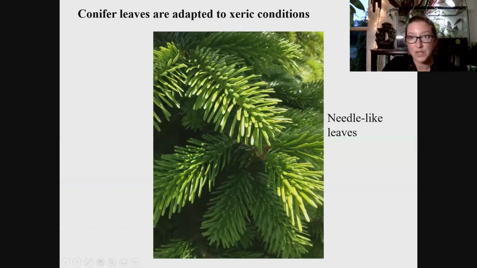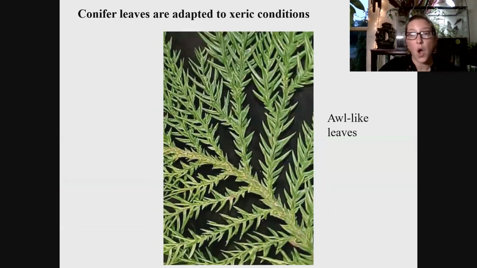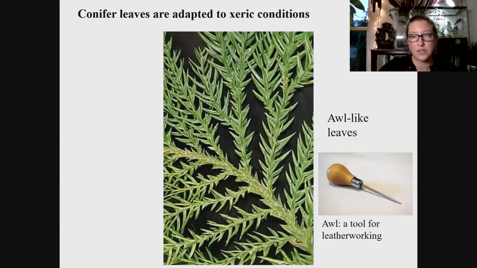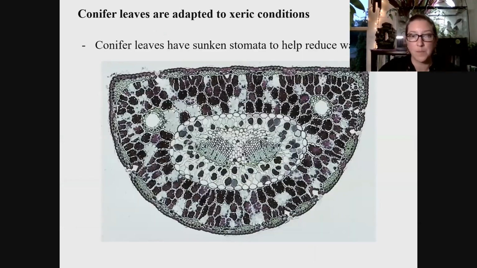So they're adapted to these environments, and the way they have adapted to that is by their leaf shape. So some conifers have these needle-like leaves, which don't have a lot of surface area, so it helps them deal with the cold. Scale-like leaves, awl-like leaves, which are named after this old leather working tool called an awl. Some of them have more laminar leaves, or like more like leaves we're used to, where they're flatter and greener and maybe a little broad. But part of the reason why conifers can live in these dry environments is because they have evolved sunken stomata, and that helps them reduce how much water vapor is lost through their leaves.